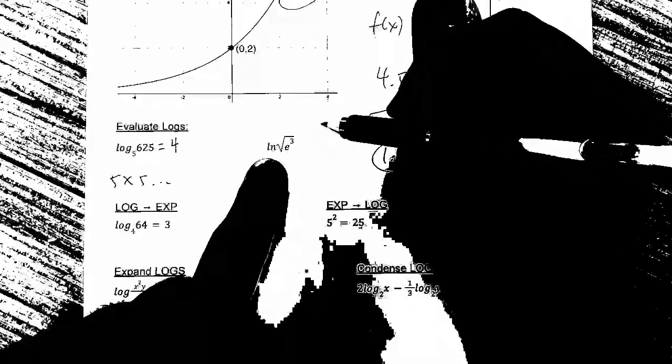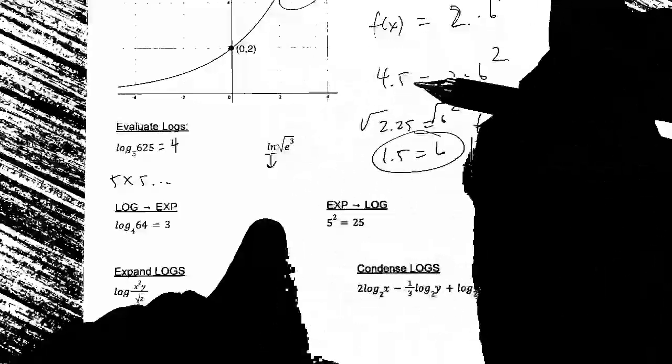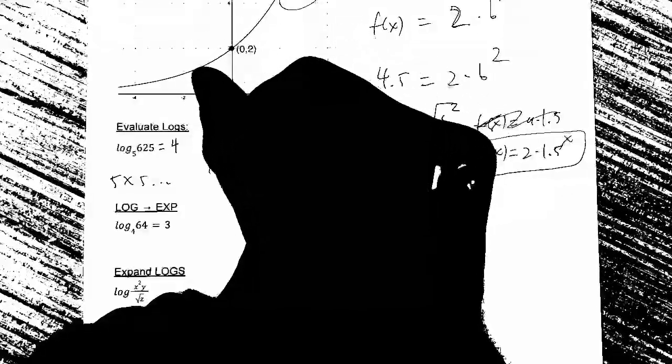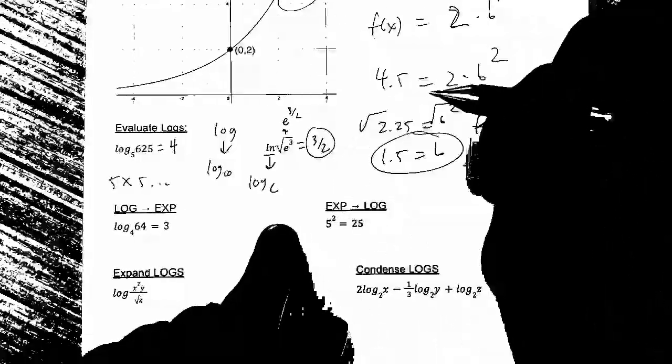What about this one? Natural log. What does ln mean? It means log base e. And if you just see a log in the wild, what base is it? Like 10. Good. So this is saying e to what power is the square root of e to the third? It's 3 over 2. Because this is really e to the 3 halves. The answer is just 3 halves.